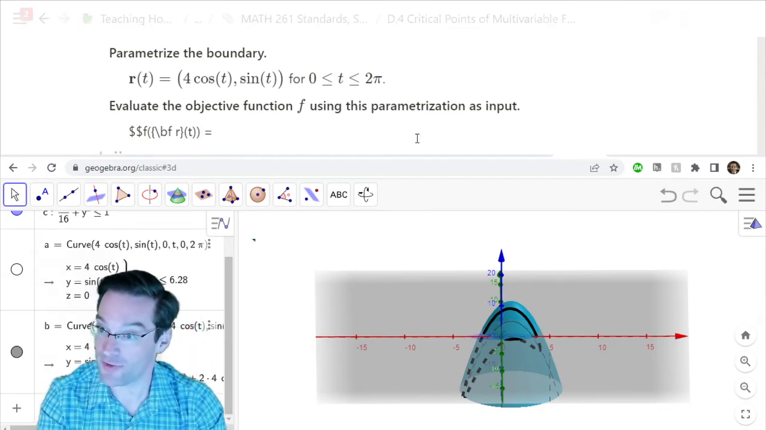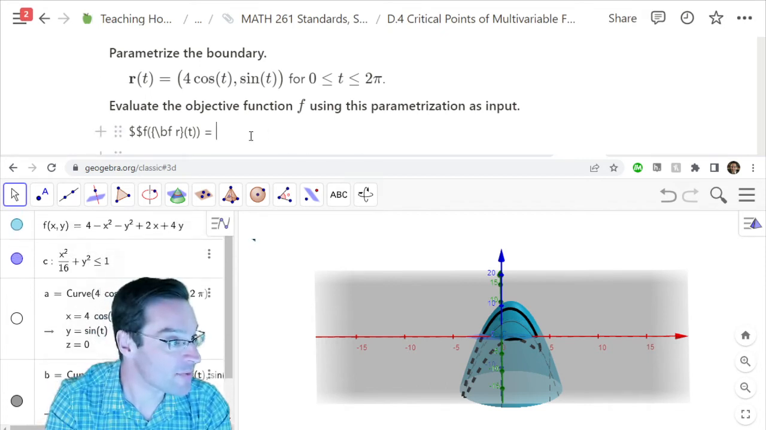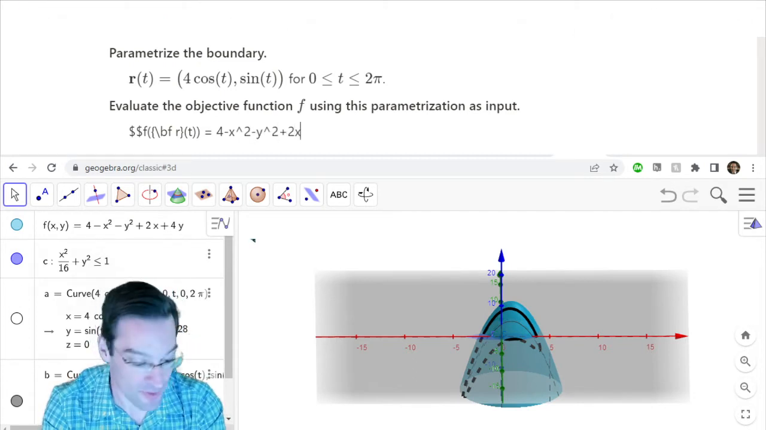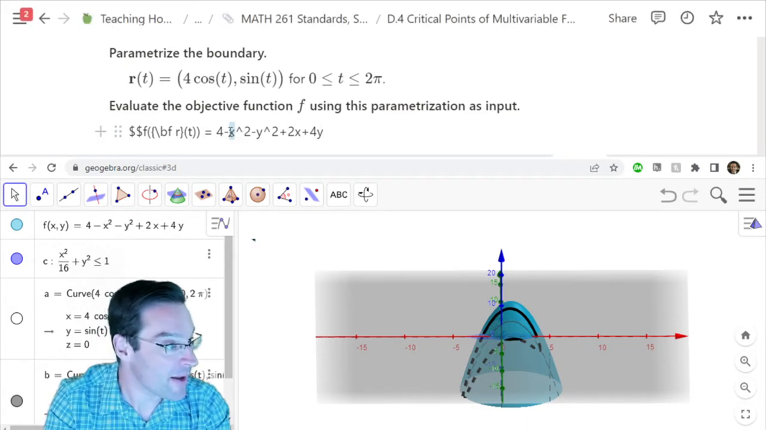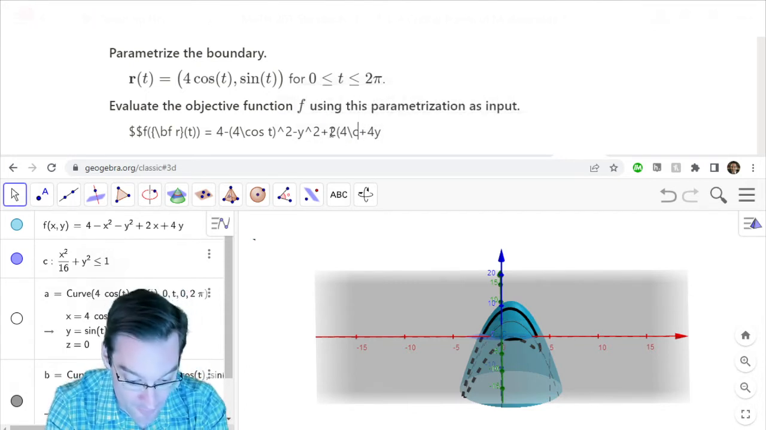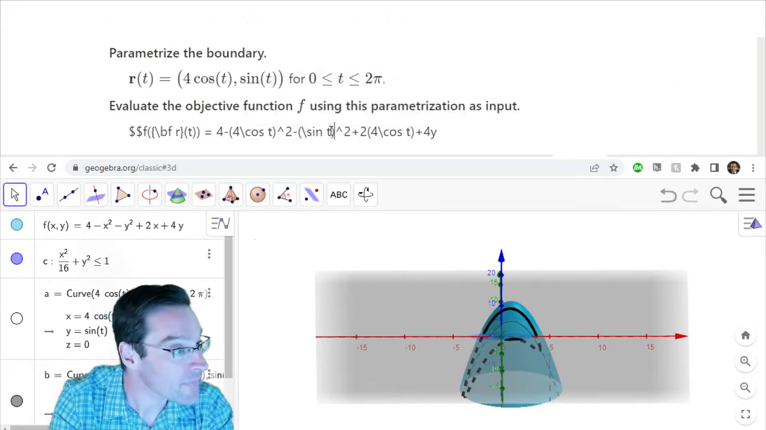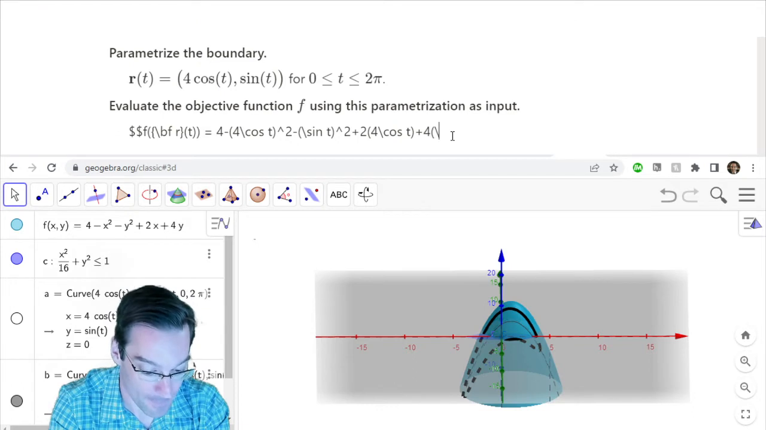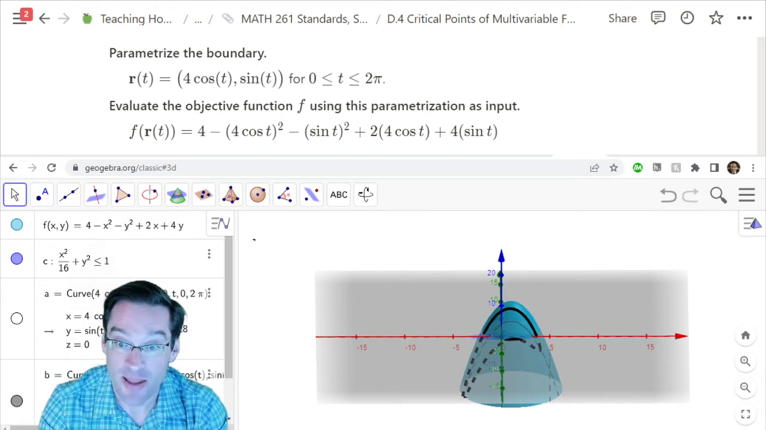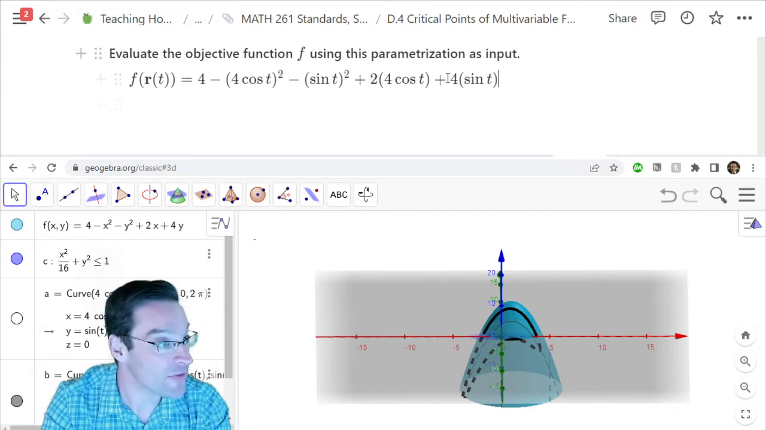And since my function was 4 minus x squared minus y squared plus 2x plus 4y, I'm just going to put in place of all my x's 4 cosine t's. And in place of all my y's, I'm going to put sine t. So now that I evaluated my function using the parameterization as input, now I have a function that only depends on the single variable t.